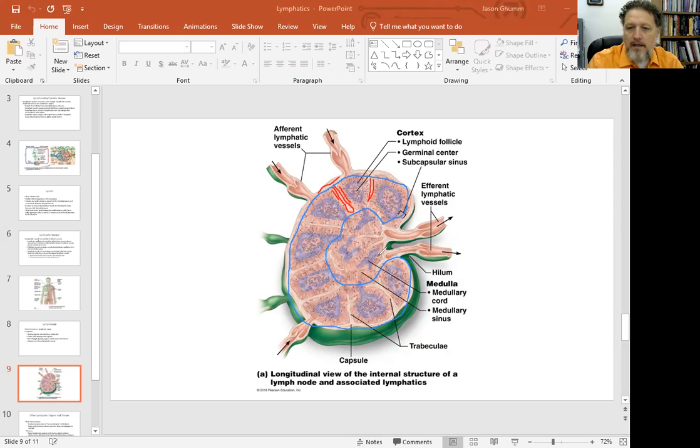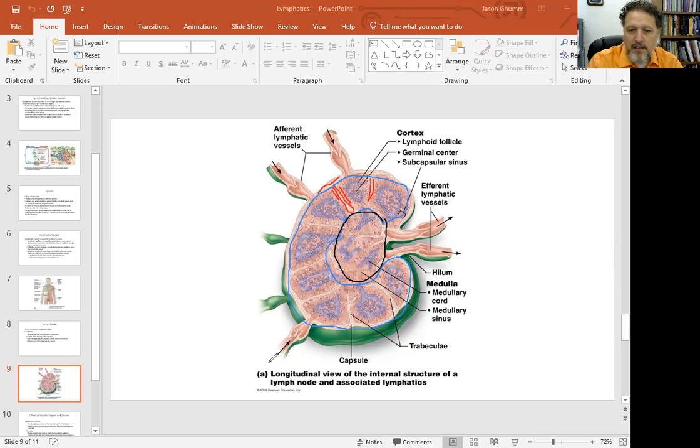And then the medulla, which includes the medullary cord and medullary sinus, is this inner portion right through here that stains lighter. The cortex out here, you see these triangle shaped regions, those stain darker. And the inner portion here, the medulla, stains a little bit lighter when you're looking at it.